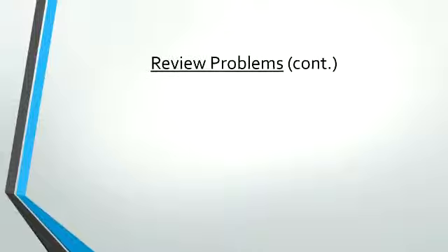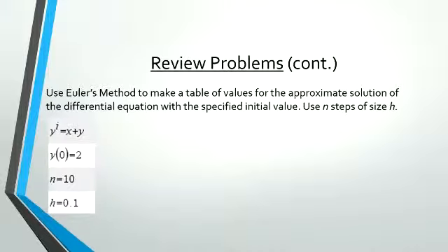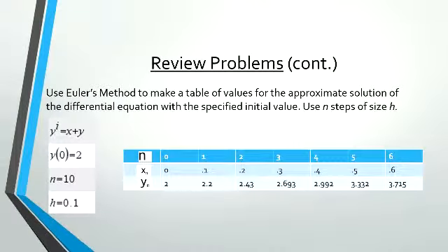For our last review problem, we'll practice Euler's method once more. Use Euler's method to make a table of values for the approximate solution to the differential equation with the specified initial value. Use n steps of size h. Simple enough, right? When you plug in 0, you get 0 and 2. 1 gives you 0.1 and 2.2. The second n value gives you 0.2 and 2.43.